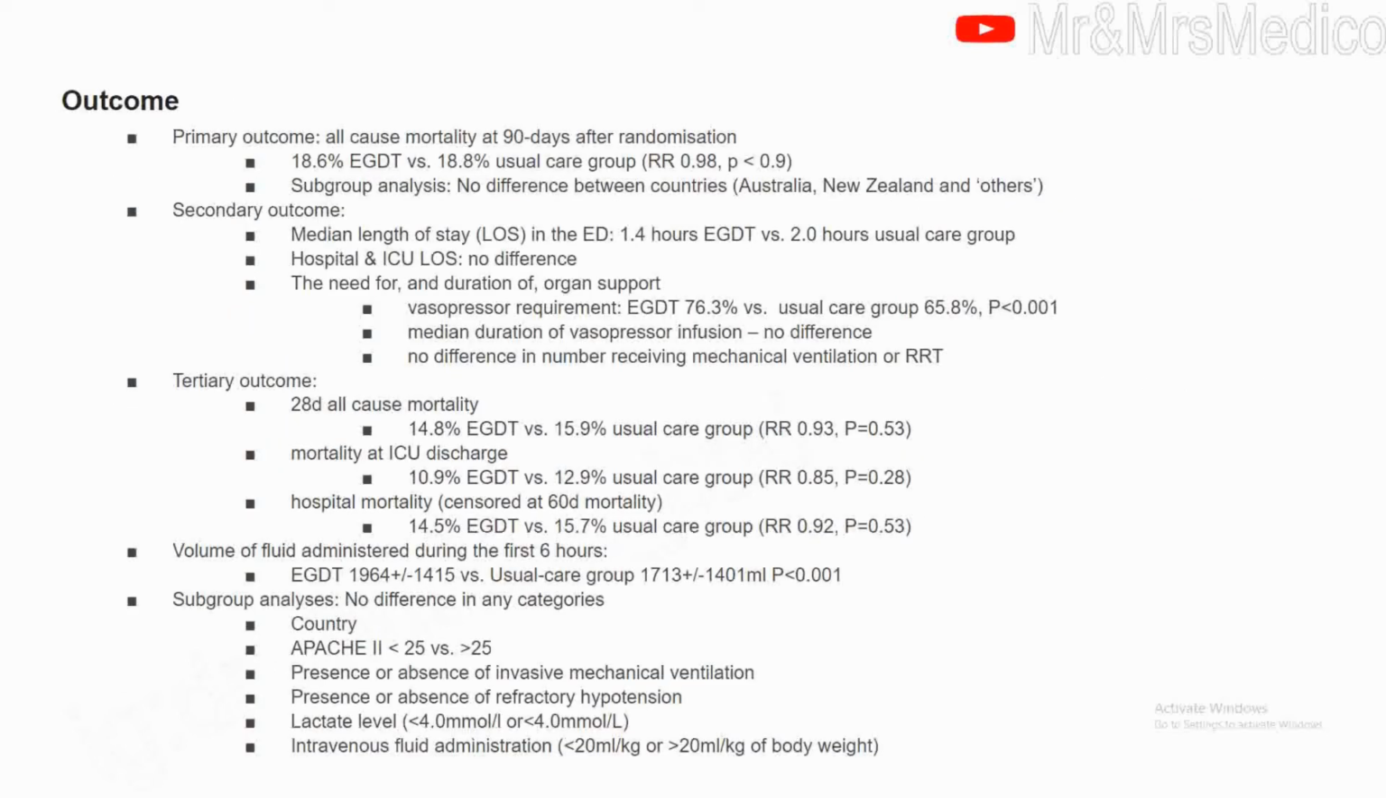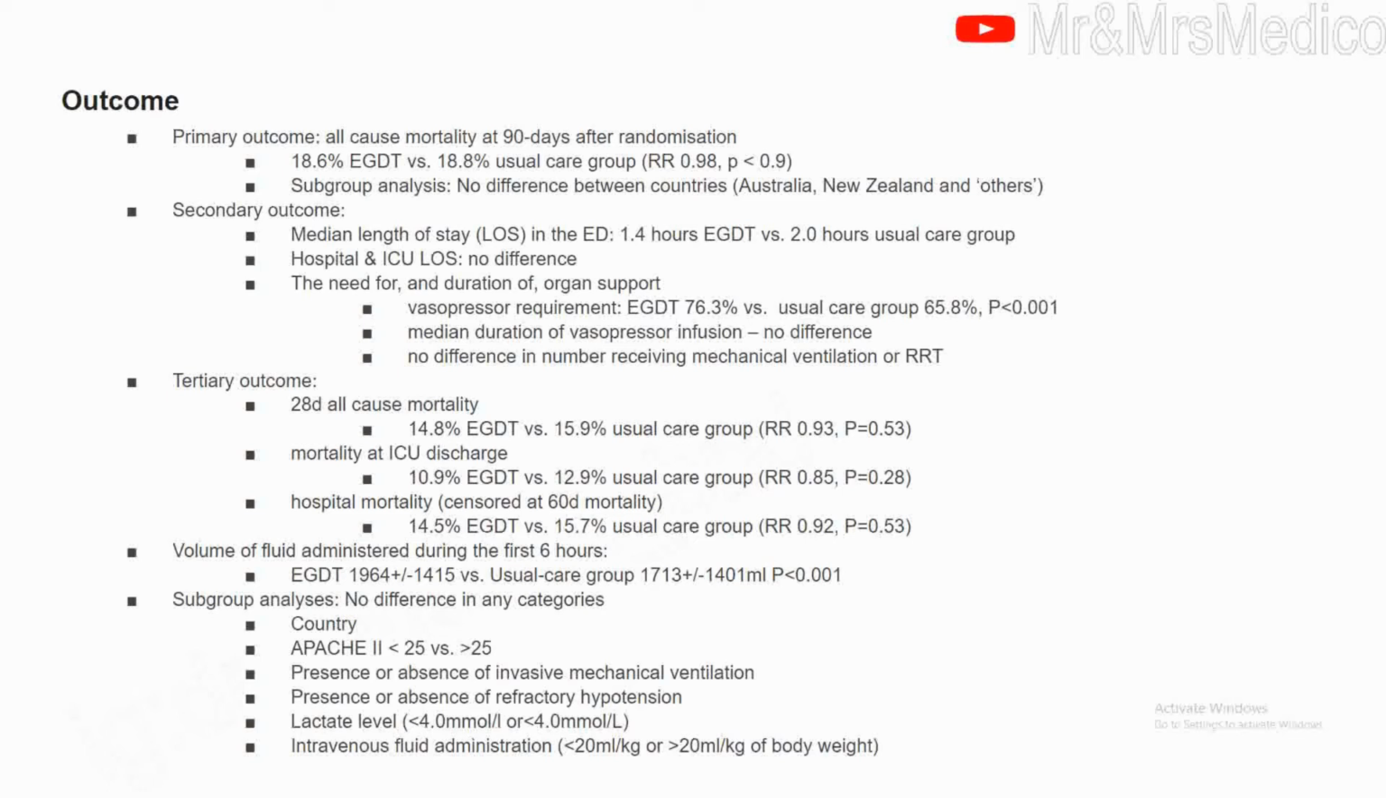Outcome. Primary outcome: all-cause mortality at 90 days after randomization, 18.6% in EGDT versus 18.8% in the usual care group. Subgroup analysis showed no difference between the countries, Australia, New Zealand and others. Secondary outcome: median length of stay in the emergency department, 1.4 hours in EGDT, 2 hours in the usual care group.